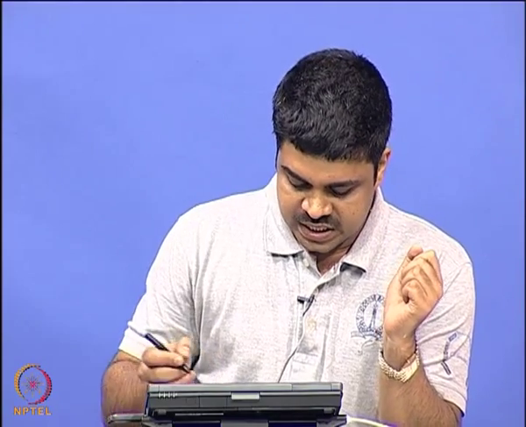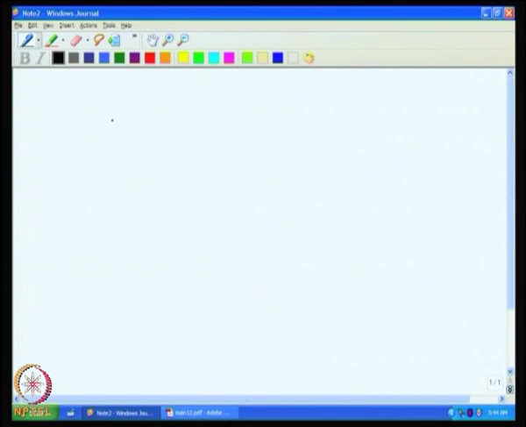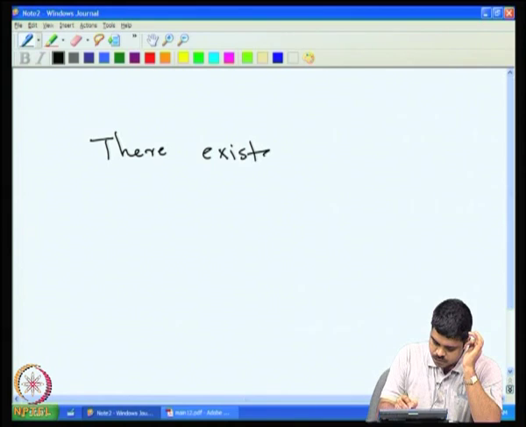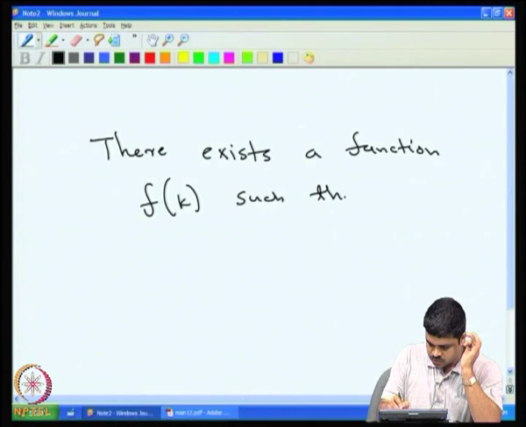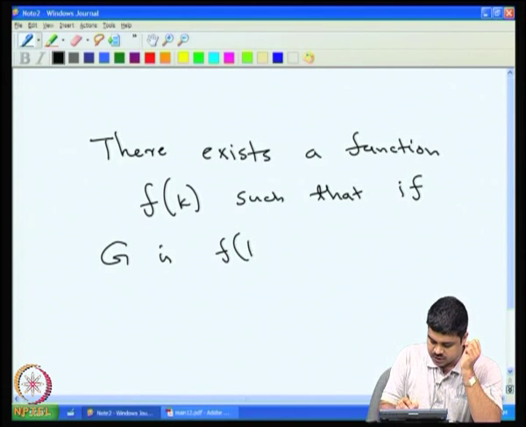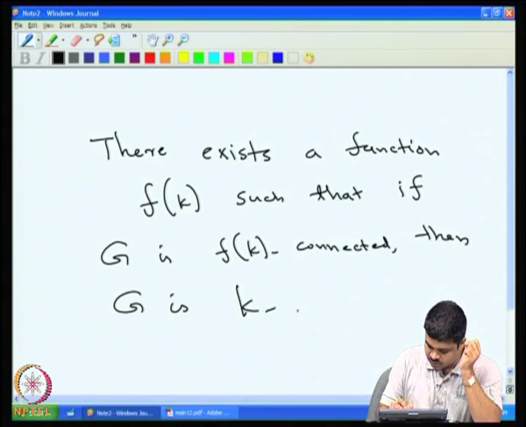We can formally state the theorem like this. There exists a function f of k such that if G is f of k connected, then G is k-linked. This is what I want to show.